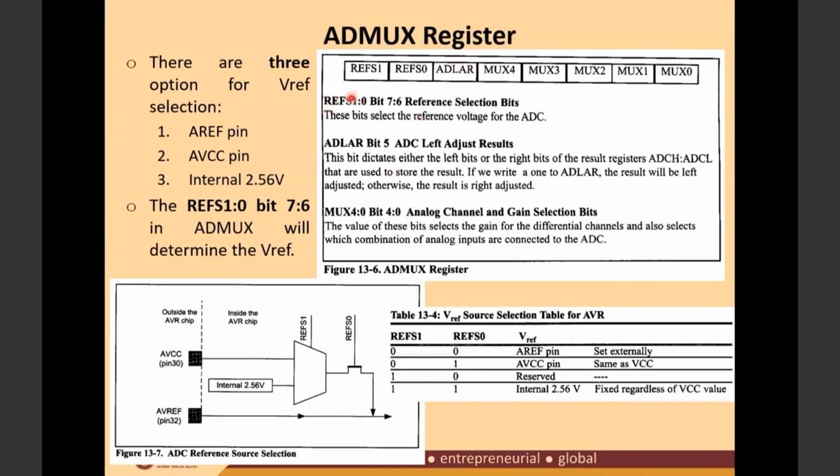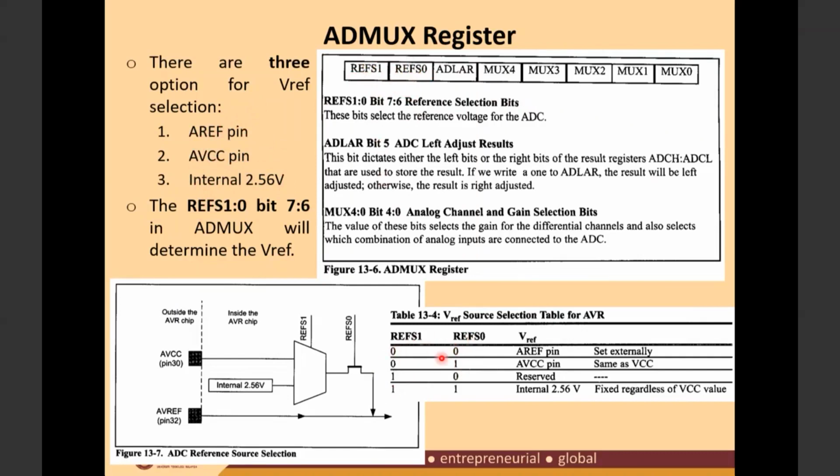Okay, and last but not least, REFS0 and REFS1, bit 7 and bit 6. This is the reference selection bits, and this is very important. There are three options for VREF selection: you're going to take the AREF pin, the AVCC pin, or the internal 2.56 volt. So how do you select this VREF? You can do the setting on these bits, REFS1 and REFS0. So this is the value.